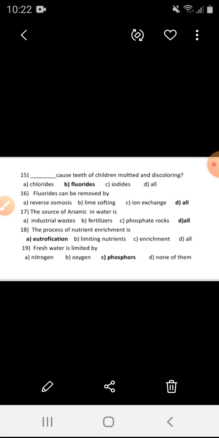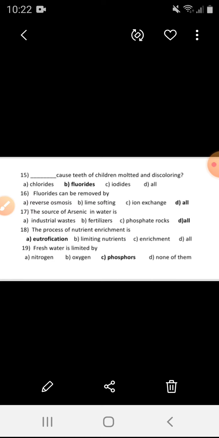15, dash cause teeth of children mottled and discoloring. Option A chlorides, option B fluorides, option C iodides, and option D all. The correct option is B fluorides. 16, fluorides can be removed by option A reverse osmosis, option B lime softening, option C ion exchange, option D all, and the correct option is D all.